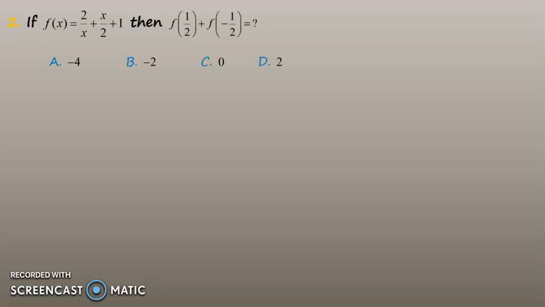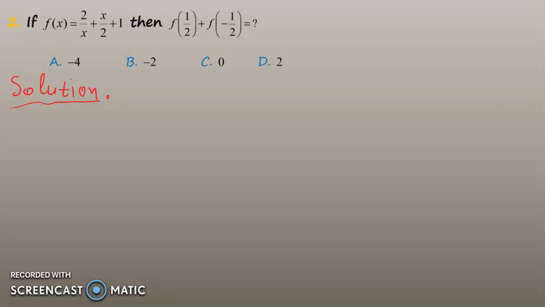Let's read the question. If f of x is defined as 2 over x plus x over 2 plus 1, then what is the value of f of 1/2 plus f of negative 1/2? Let's write the solution. We will keep in mind the same agreement as before, namely just to substitute the given values in the formula of the function.